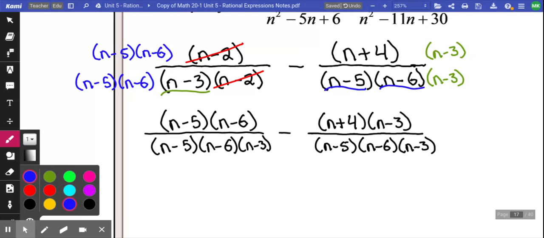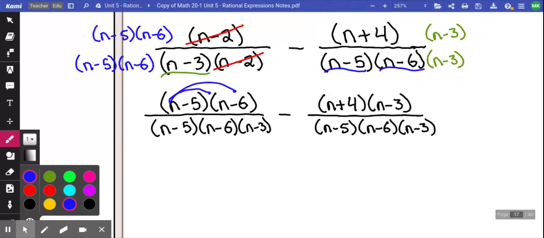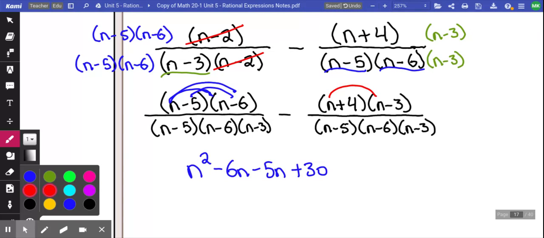Simplifying this. If you want to write this as one fraction, you're going to have to multiply the tops. So this becomes n squared minus 6n minus 5n plus 30. And then on this side, you're going to have to multiply the top to give you n squared minus 3n plus 4n minus 12.